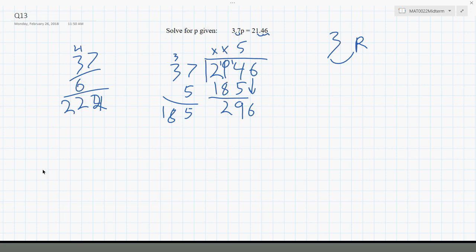Let's go 7 times. So it's 37 times 7. I'm having a really bad time writing my lines right now. 37 times 7 is going to be, right, so we're going to put the 9 down, carry the 4. We're going to put 7 times 3, 21. Yep, 25. Can we put in another 37?